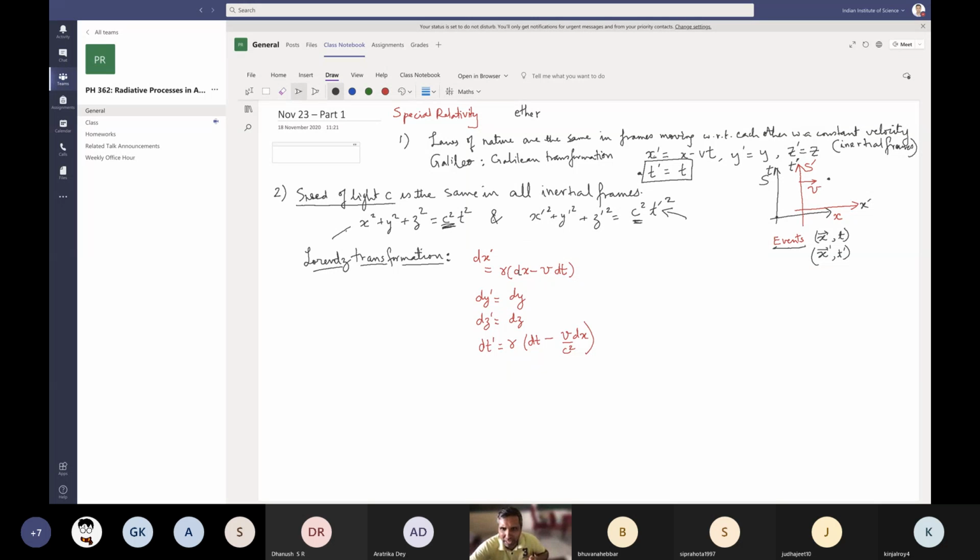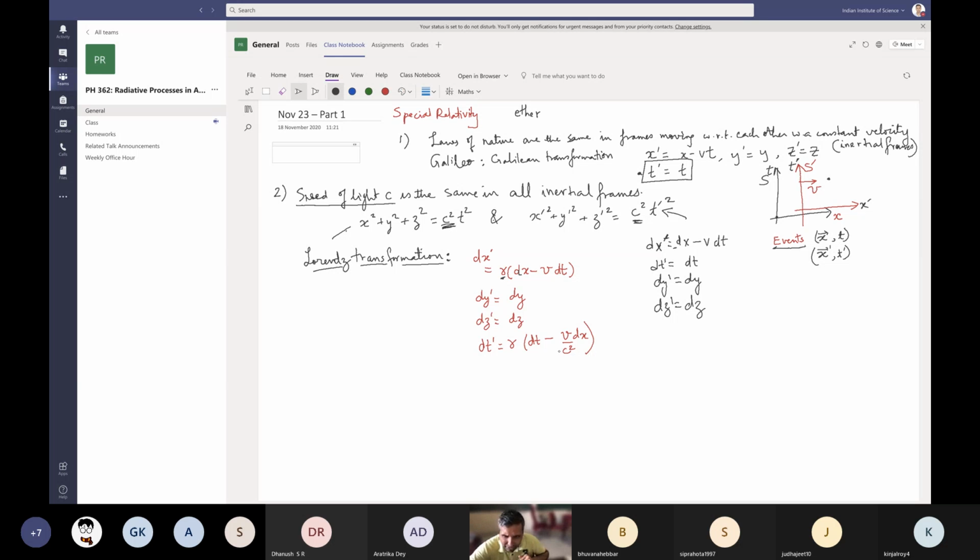So these are the Galilean ones. So dx prime equals dx minus v dt, dt prime equals dt, dy prime equals dy, and dz prime equals dz. Yeah, you see, this is one difference.